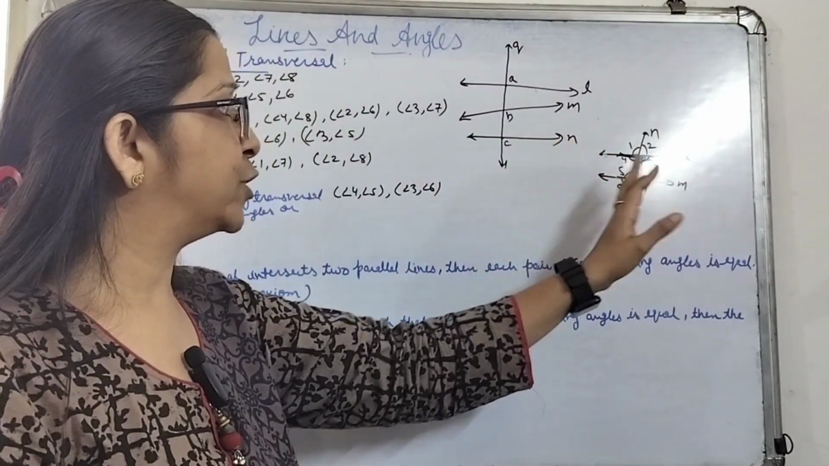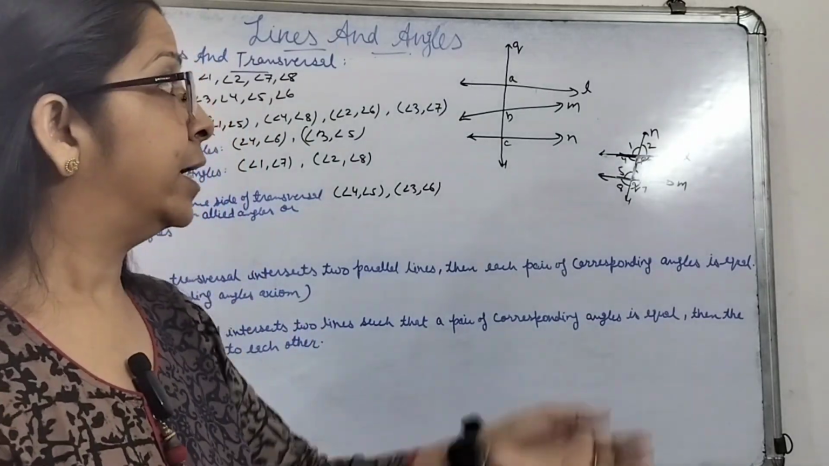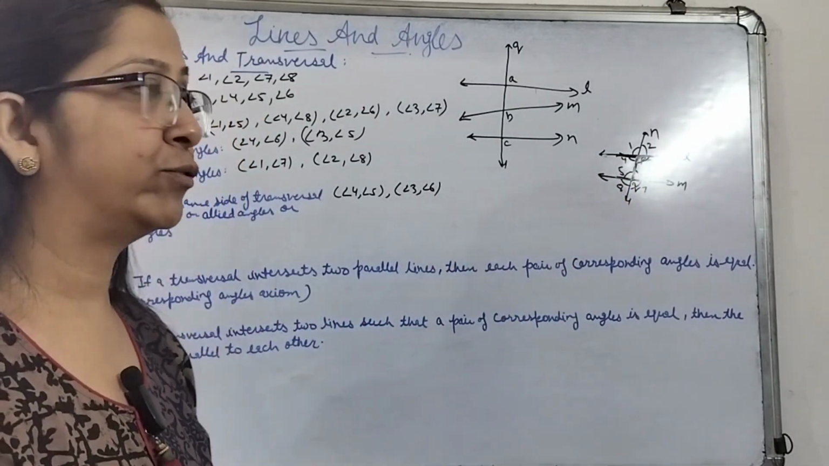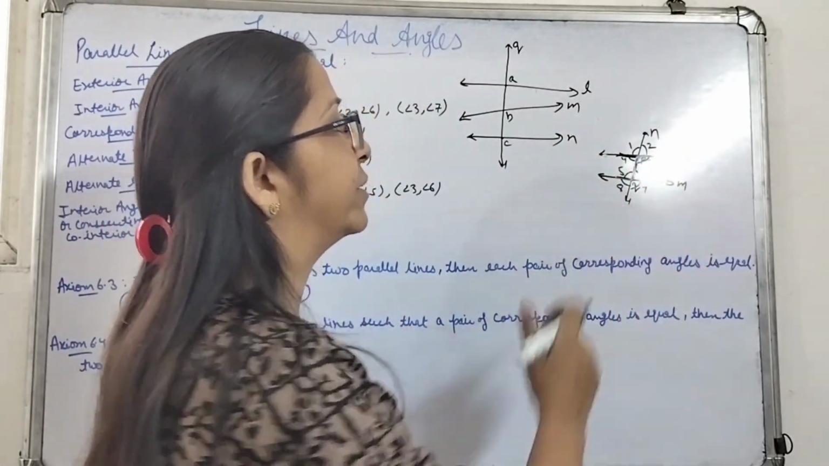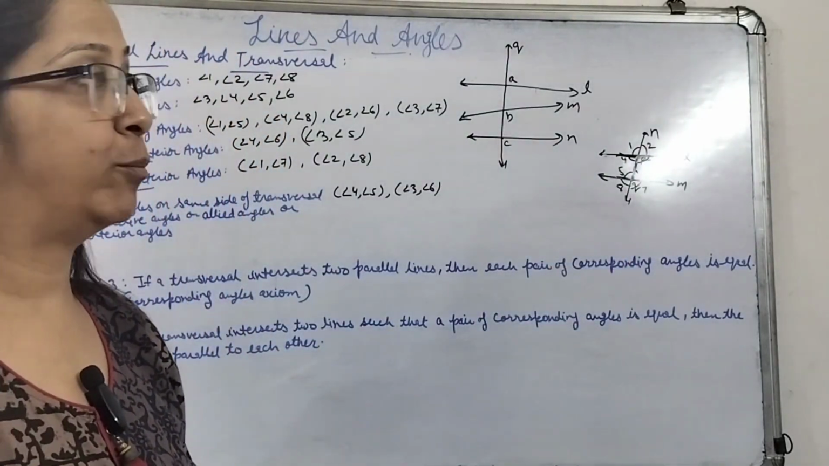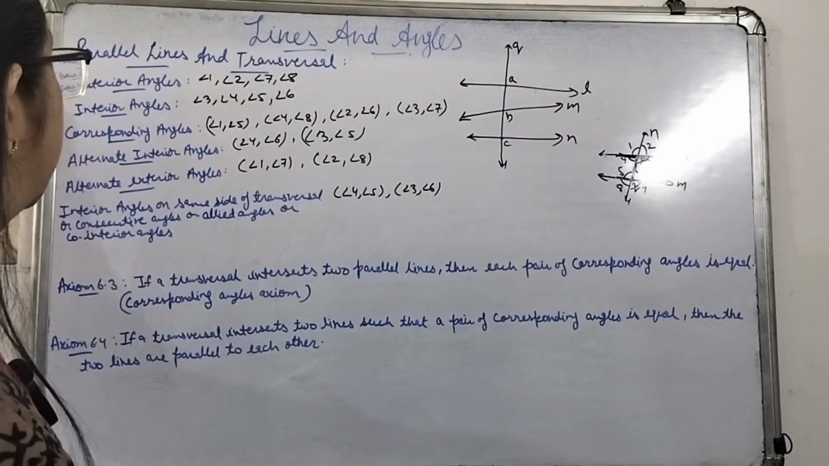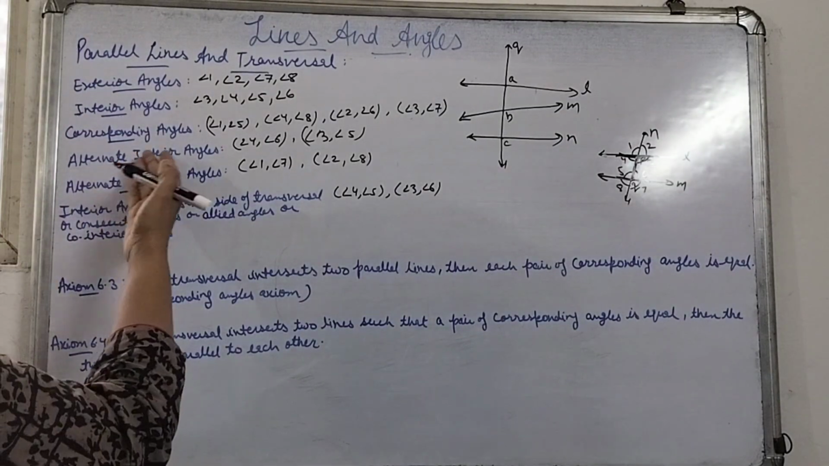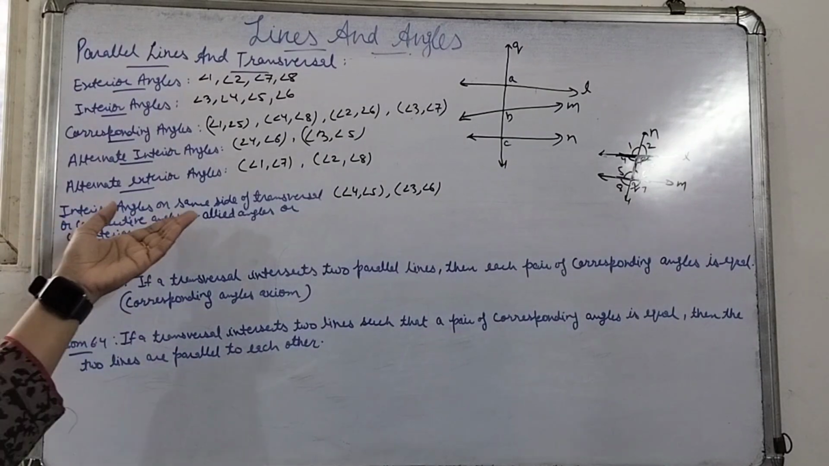This is a simple condition where L and M are any two given lines. They may be intersecting lines, they may be parallel lines, it could be any condition. Whenever a transversal intersects any two given lines at two distinct points, these 8 angles will be formed. These angles are named exterior angles, interior angles, corresponding angles, alternate interior angles, alternate exterior angles, or interior angles on the same side of the transversal.